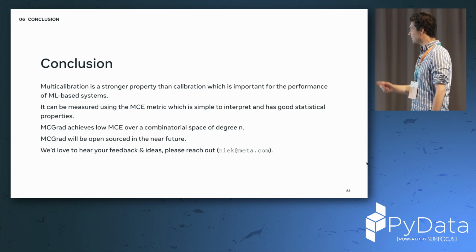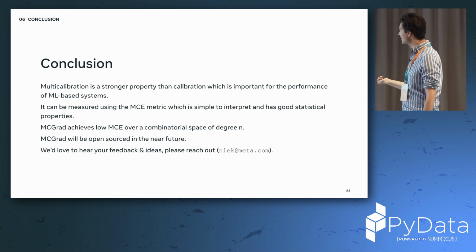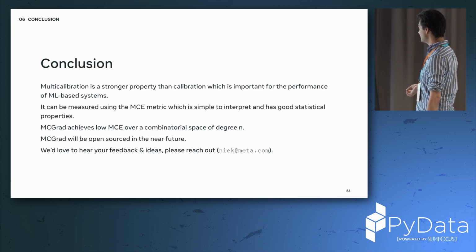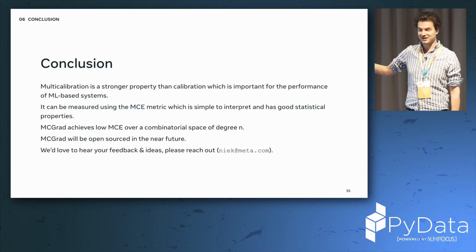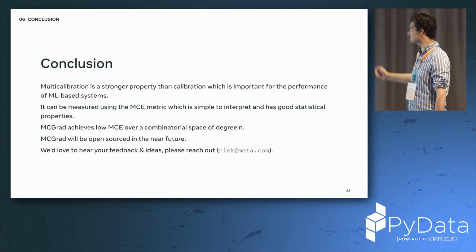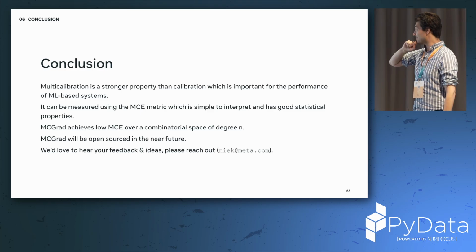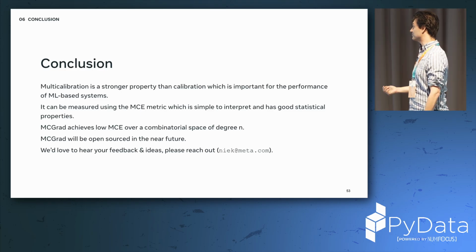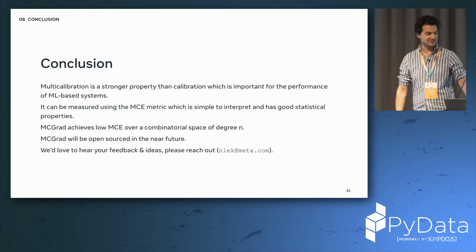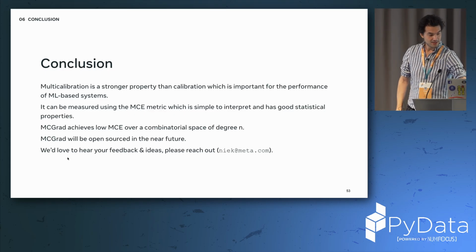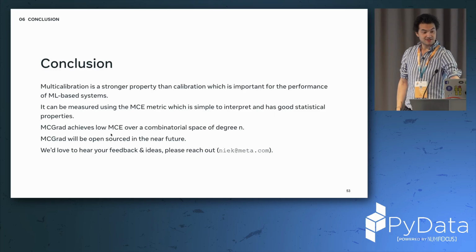Multi-calibration is a stronger property than calibration. It goes far beyond that, and I hope I convinced you that this is a property that also matters in production systems. I showed this MCE metric, which is simple to interpret because it's just a maximum, and has nice statistical properties. I showed MCGrad, which achieves low MCE.